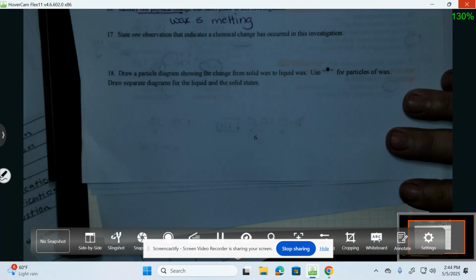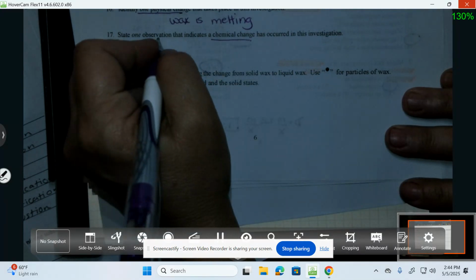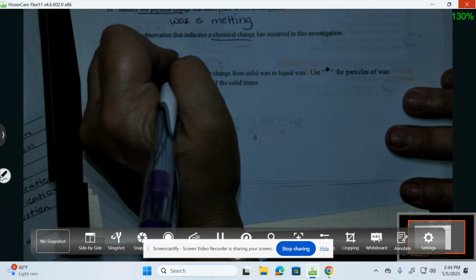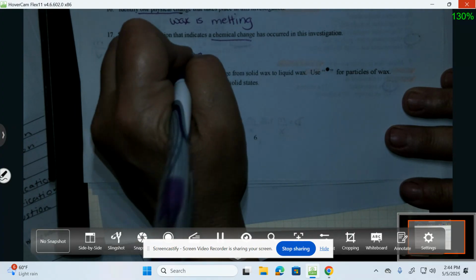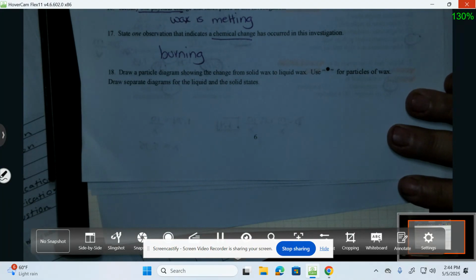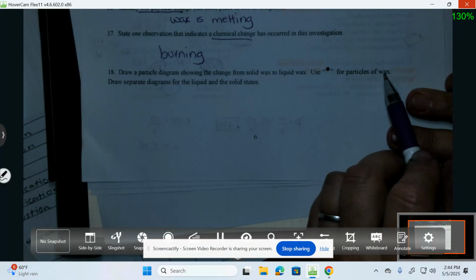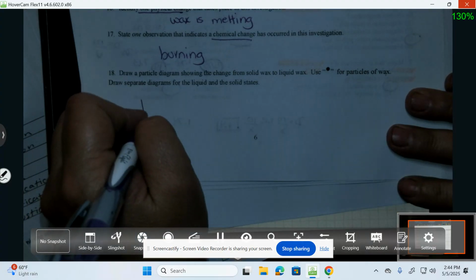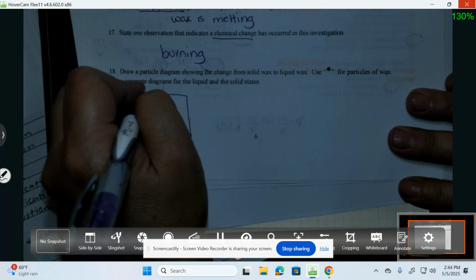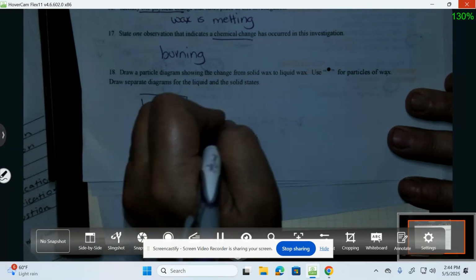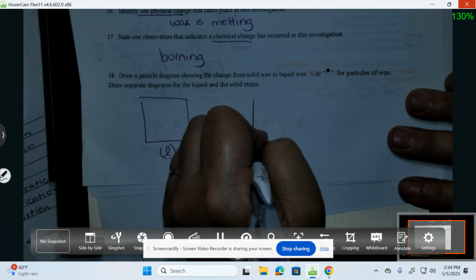All right. State one observation that indicates a chemical change. Chemical change. Burning. Good job. Burning. All right. Draw a particle diagram showing the change from a solid wax to a liquid wax. Use this little circle for particles of wax. Draw separate diagrams for the liquid and the solid. So let's draw the liquid here. Let's draw the solid here.